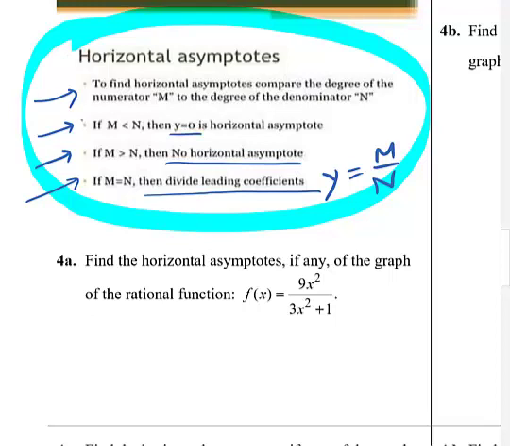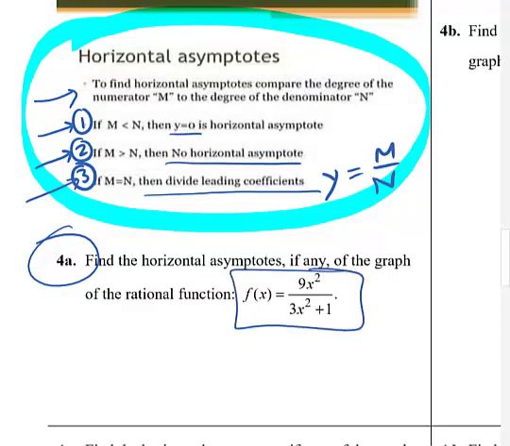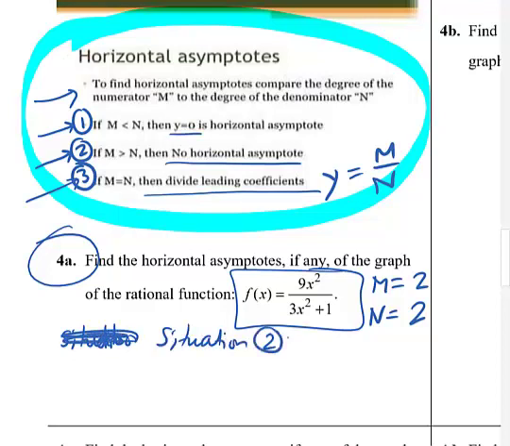So I'm going to number those, that way I can keep track of which situation I'm in when I do the examples. Example 4a says find the horizontal asymptotes of this rational function. So m in this case, the degree of the numerator, is 2 because that's the highest power I see. N is also 2, the degree of the denominator. So I'm in situation number 3, because m is equal to n.